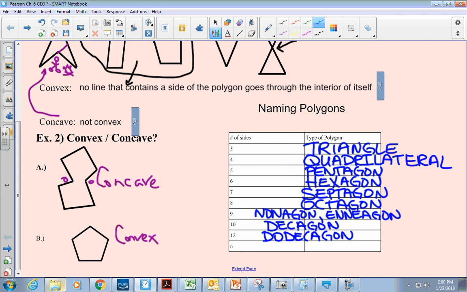And then when we get past 12, we just say whatever the number is, and then do a G-O-N at the end. N-gon, like a 24-gon, or a 100-gon. Isn't that 16? No, that'd be 16. It's a 16.